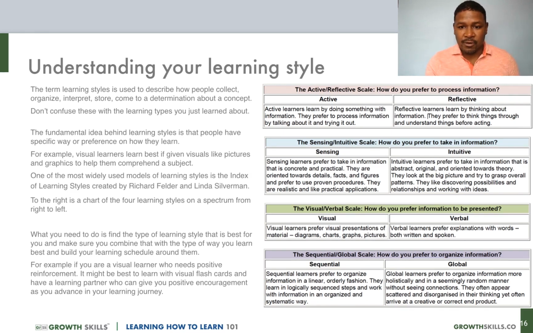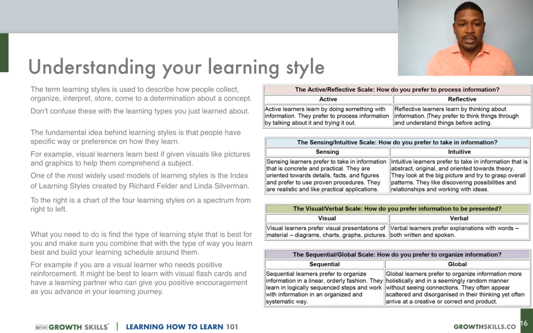Visual learners prefer, like I said, visual representations and presentations. They learn with diagrams and pictures. Verbal learners prefer explanation with words, so talking about things and both writing them down and speaking. Sequential learners prefer to organize information in a linear way, so they learn this and then that and then that. And global learners prefer to organize information more holistically, and sometimes it seems random, but it's not random to them, right? So those are the learning styles.